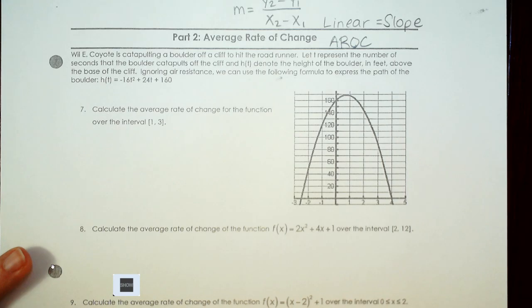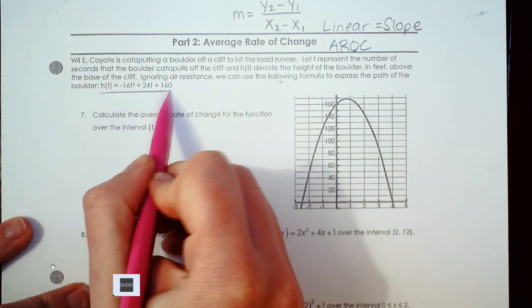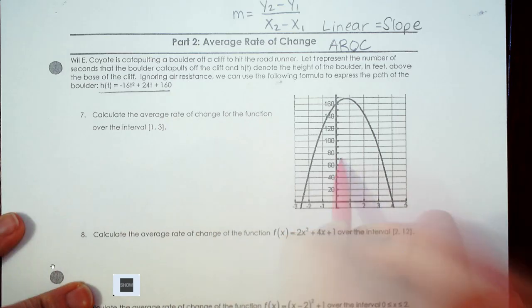All right, so for our first example, we have Wile E. Coyote catapulting a boulder off a cliff to hit the roadrunner. Let t represent the number of seconds that the boulder catapults off the cliff, and h of t denote the height of the boulder in feet above the base of the cliff. Ignoring air resistance, we can use the following formula to express the path of the boulder. So here's the equation for this graph right here.